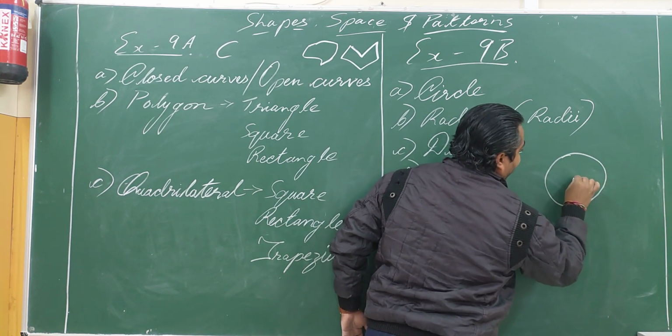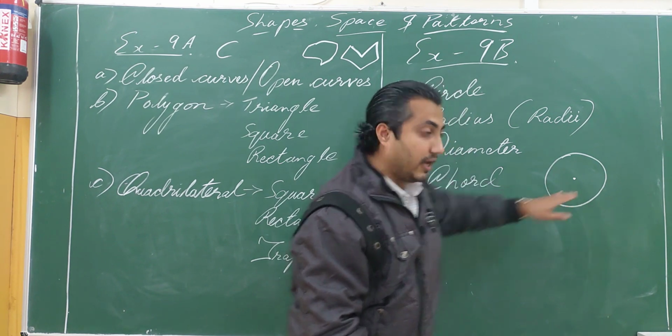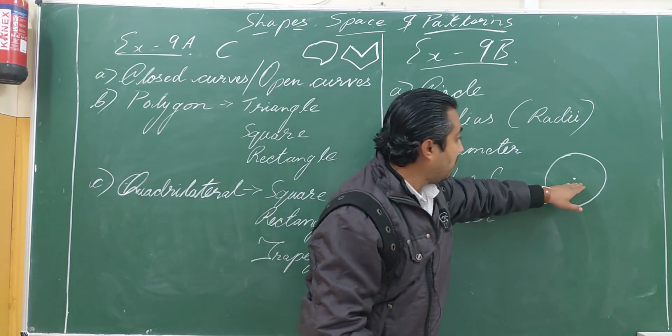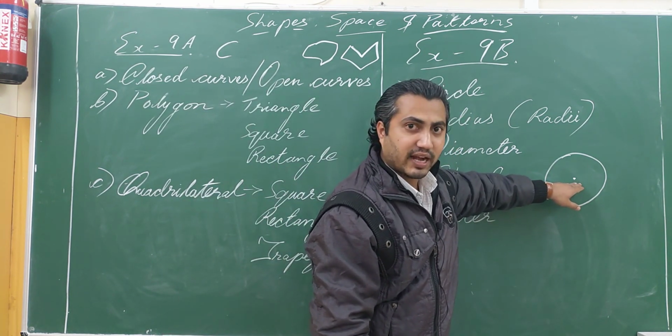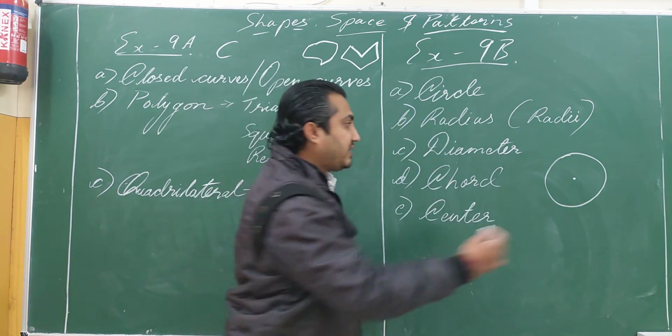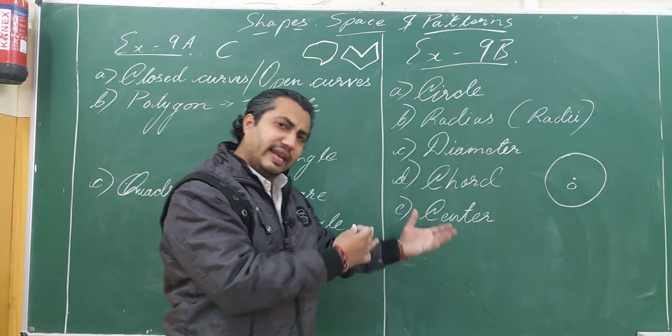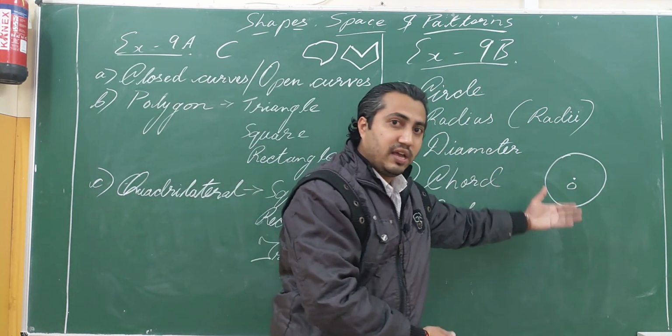Okay. Now, the first thing that we need to understand about a circle is the center. The middlemost point, exactly in the middle of the circle, is called the center. Every center is given a name. It can be called O or C or any name.